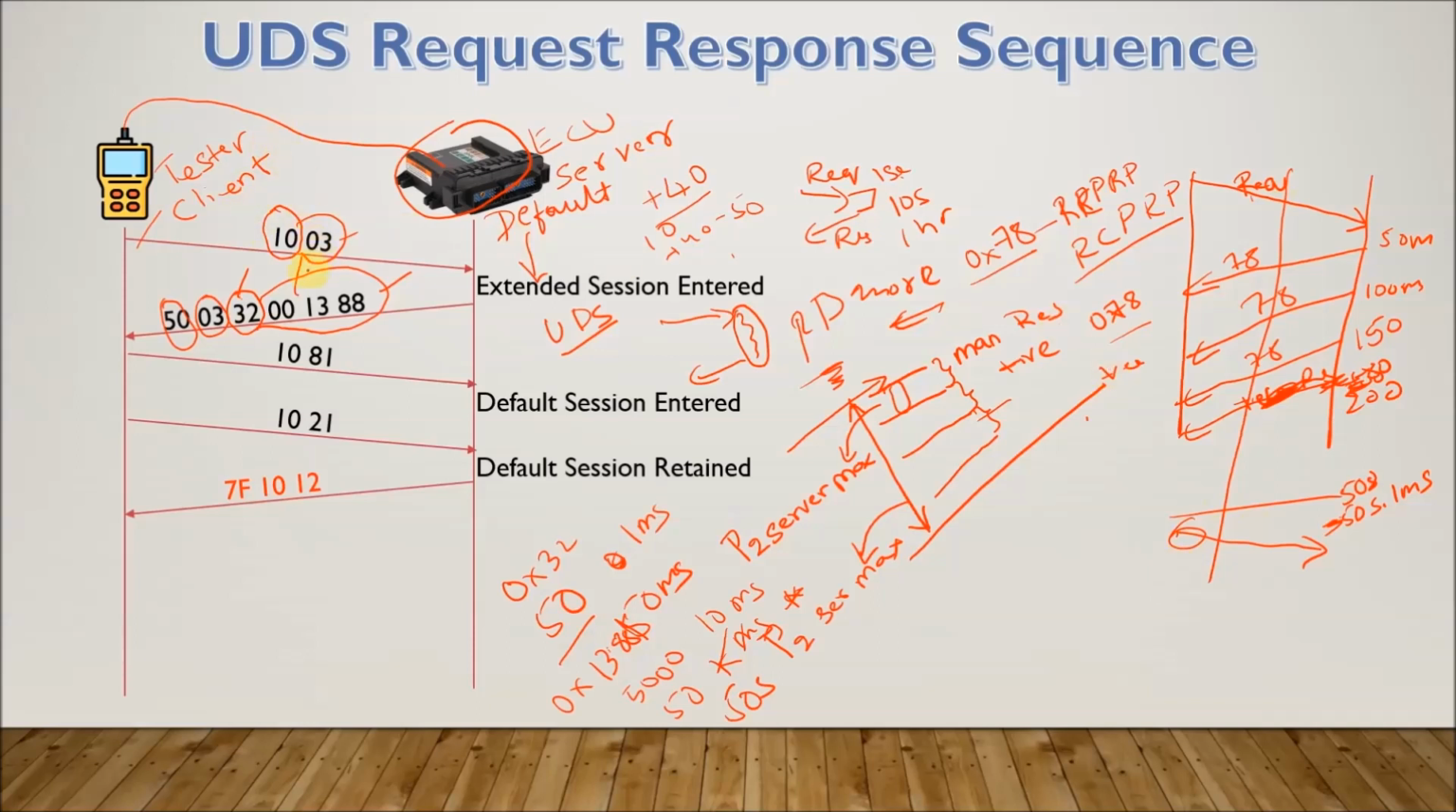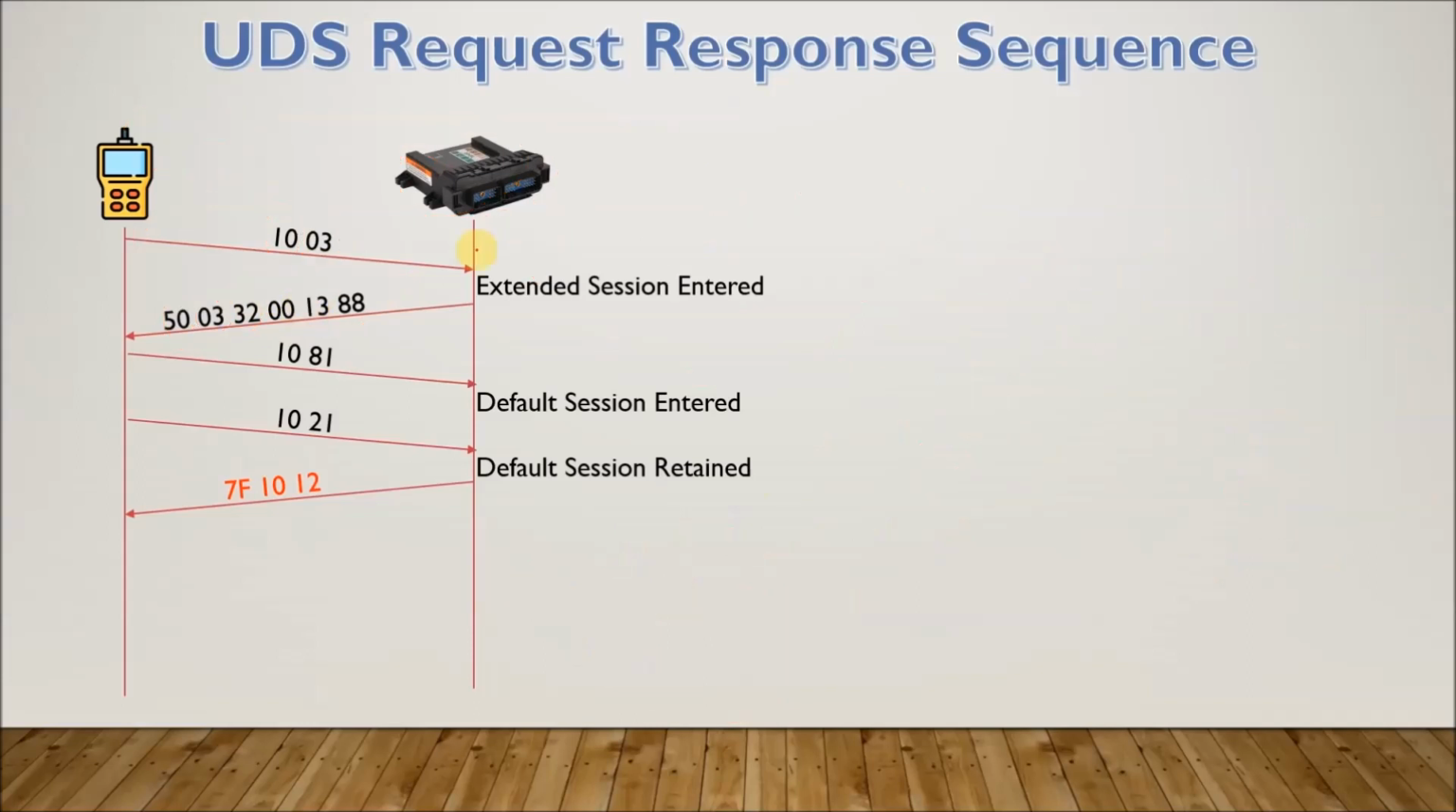Okay. So this is one of the response properties which is being sent by the ECU. So with this, extended session was requested by the tester and extended session was granted with these P2 and P2 star properties. Then now the ECU is in the extended diagnostic session. So now it's requesting 1081, right?